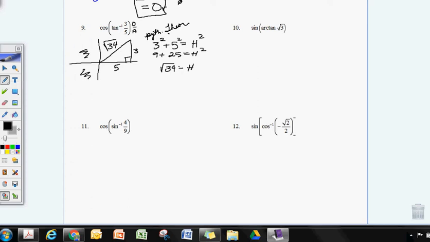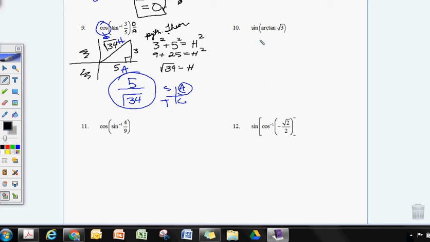Okay, so now switching colors, I take the cosine of the triangle. Cosine stands for adjacent over hypotenuse. So my answer is 5 over square root of 34. Now, I remember a super trig class. Everything is positive in quadrant 1. Final answer.